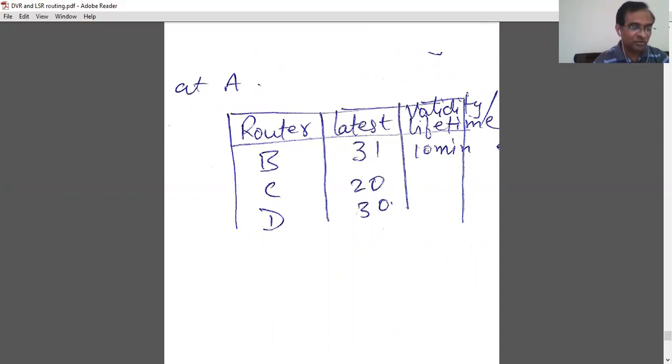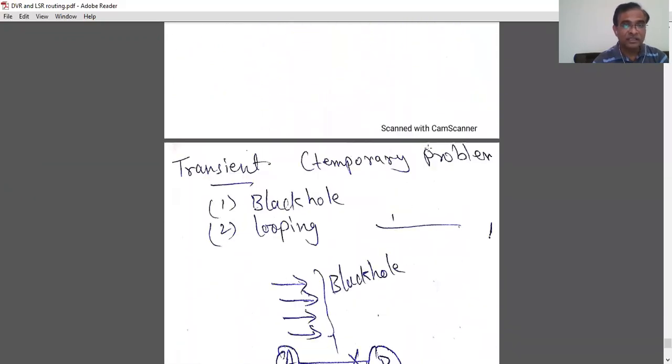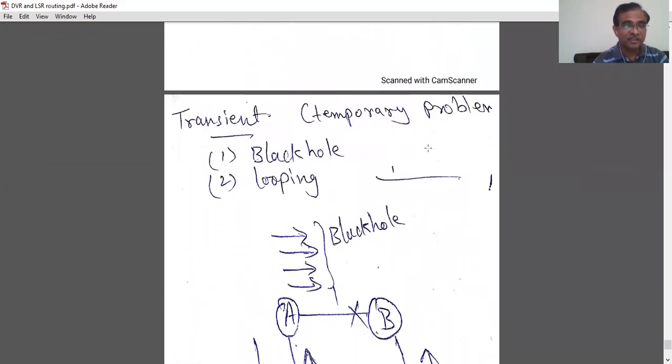So that type of problem could be a transient problem. Next is the persistent problem. A persistent problem is one that stays forever, and we have seen that it was there inside the DVR algorithm, right? In the transient case, the problem remains for only a temporary time duration.